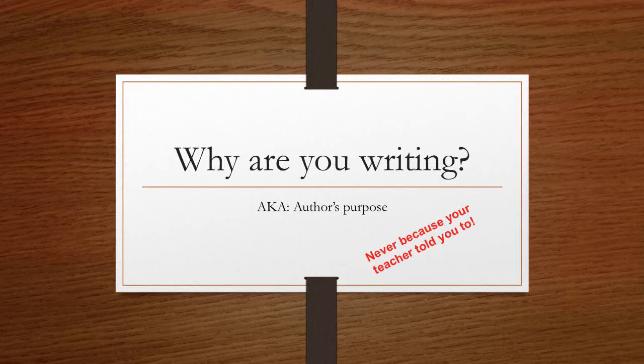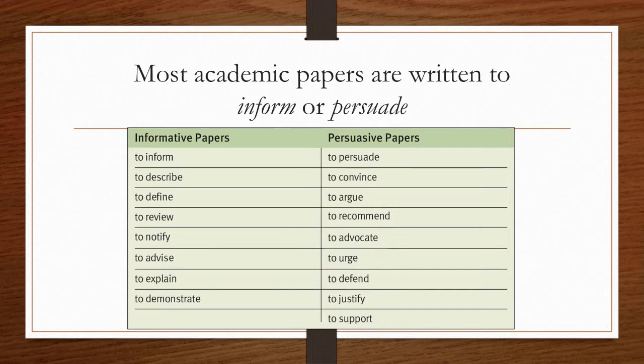The next thing you need to figure out is, why are you writing? This is also known as the author's purpose. And just so you know, it is never because your teacher told you to. Most academic papers are written for 2 reasons, either to give information or to persuade. In composition rhetoric classes, we're building towards persuasion. We're building towards you making an argument and convincing other people why your argument is correct.